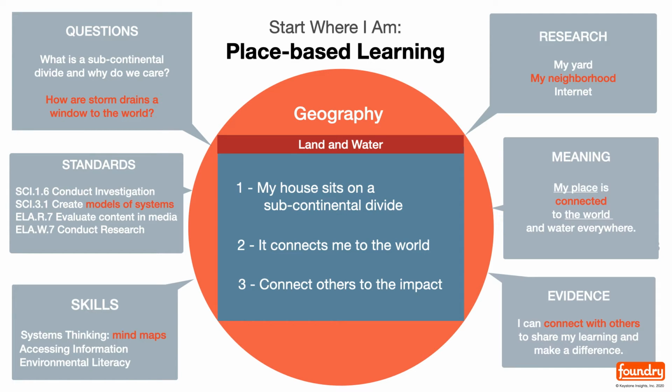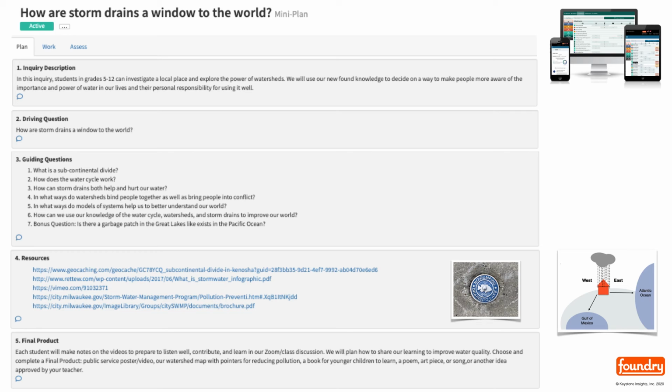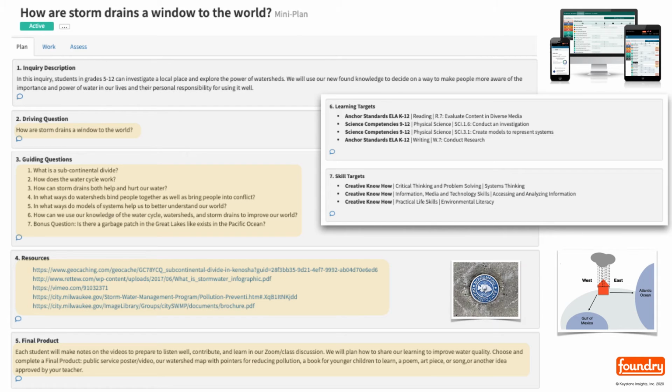And students then are going to produce evidence to connect with others about this important topic. Things they'll be looking to do would be things like a public service poster or video, a watershed map that they're going to annotate, a book for younger kids to teach them about storm drains, or some particular piece of creativity that shows this content, or something they get approved by their teacher. So I've taken this big idea for a project, and I have entered it into Forge. Here are the driving questions and the resources and the final products that students are going to work on. All the standards and skills are right here.